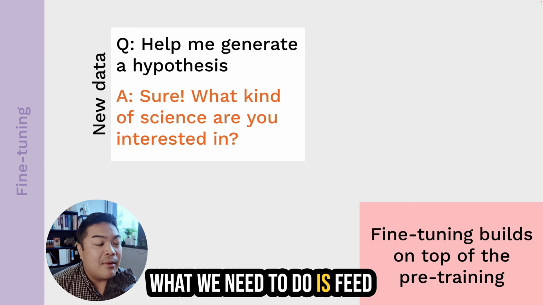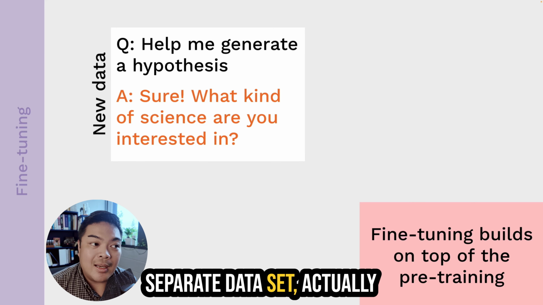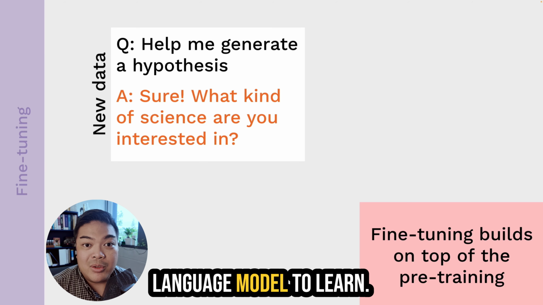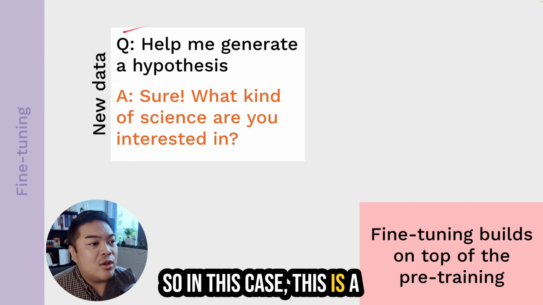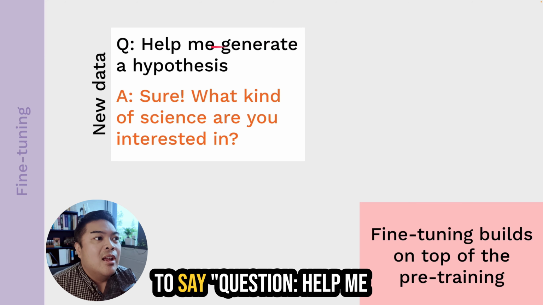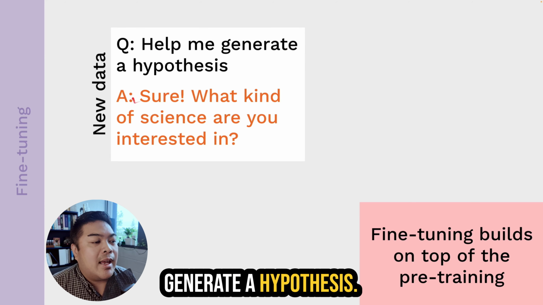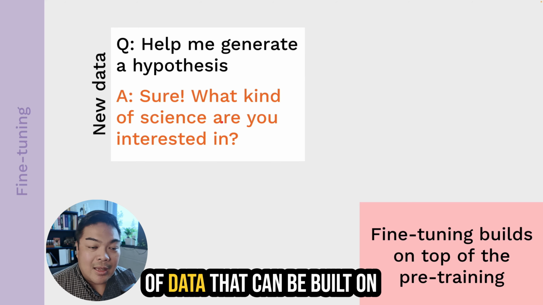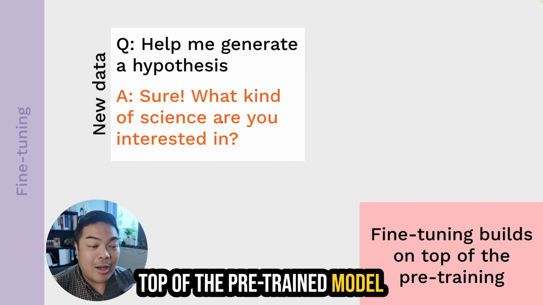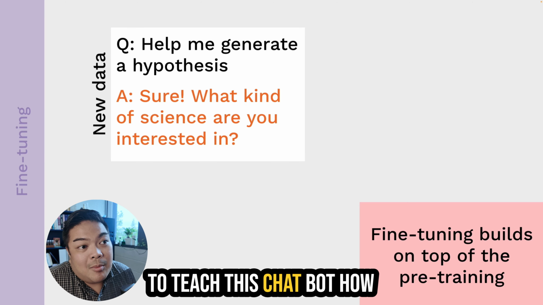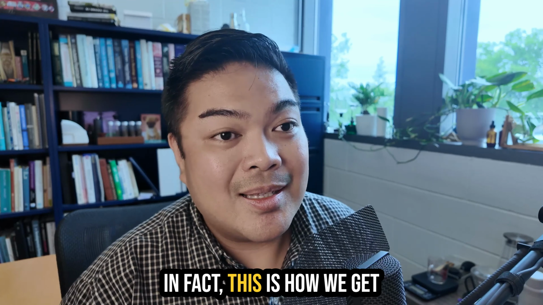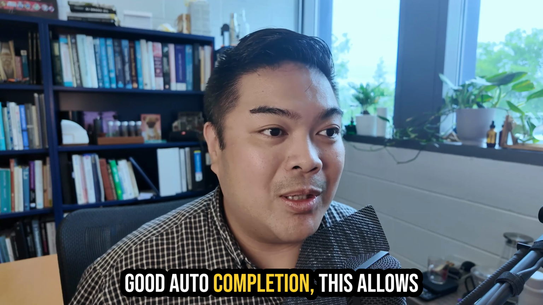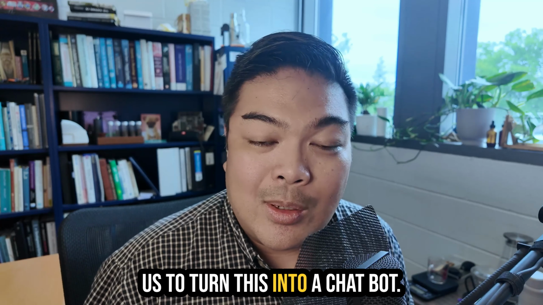What we need to do is feed the large language model a separate data set, actually modeling the behaviors and modeling the data that we would like the large language model to learn. So in this case, this is a new piece of data, right? A human had to write this to say, question, help me generate a hypothesis. Answer, sure. What kind of science are you interested in? This is a piece of data that can be built on top of the pre-trained model to teach this chatbot how to actually be a chatbot. In fact, this is how we get the chat in ChatGPT. If GPT is just there to be a really good auto-completion, this allows us to turn this into a chatbot.